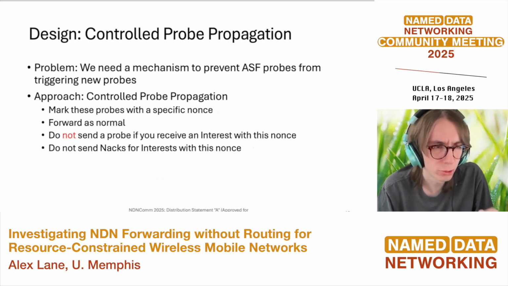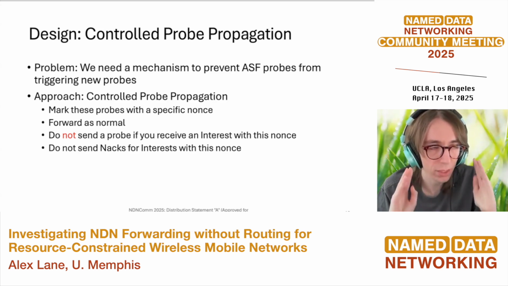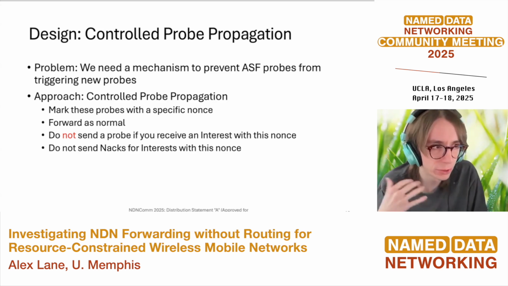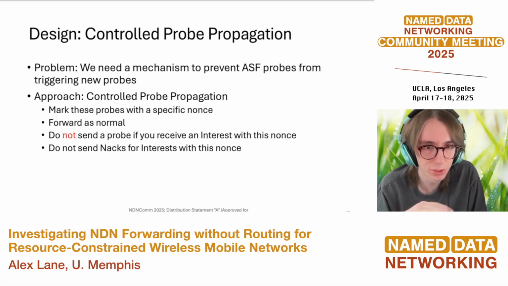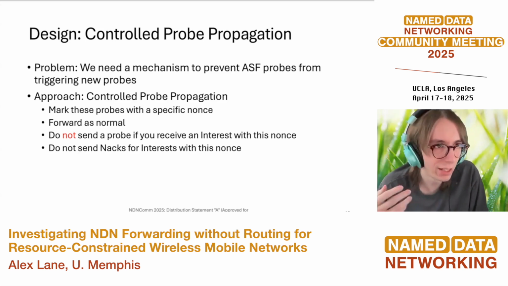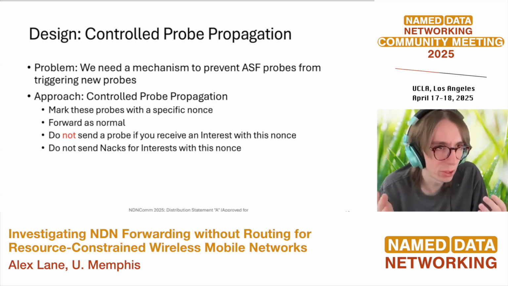Controlled probe propagation circles back to what we discussed in the introduction. Probes triggering probes leads to large volumes of overhead, and we need a way to resolve that. Our approach, which is a fairly simple one, is to designate a unique fixed nonce for probe interests. For interests with this nonce, we don't send probes that would otherwise be sent; we just ignore it. And because this might cause loops from duplicates, we just don't send NACKs back. We just drop it as we would normally for loop prevention.